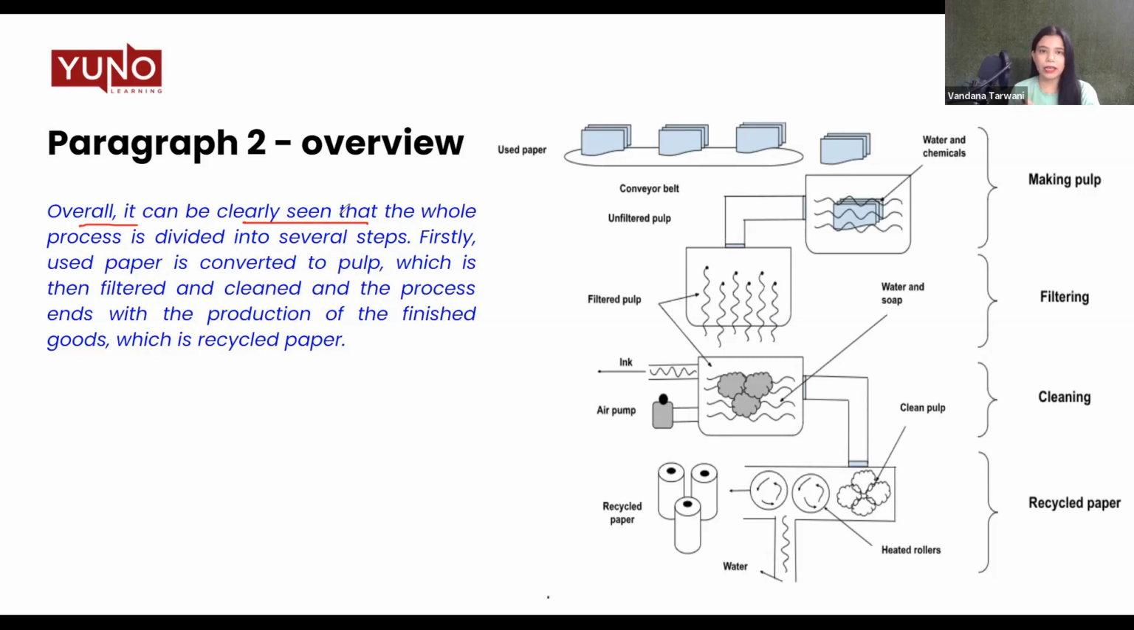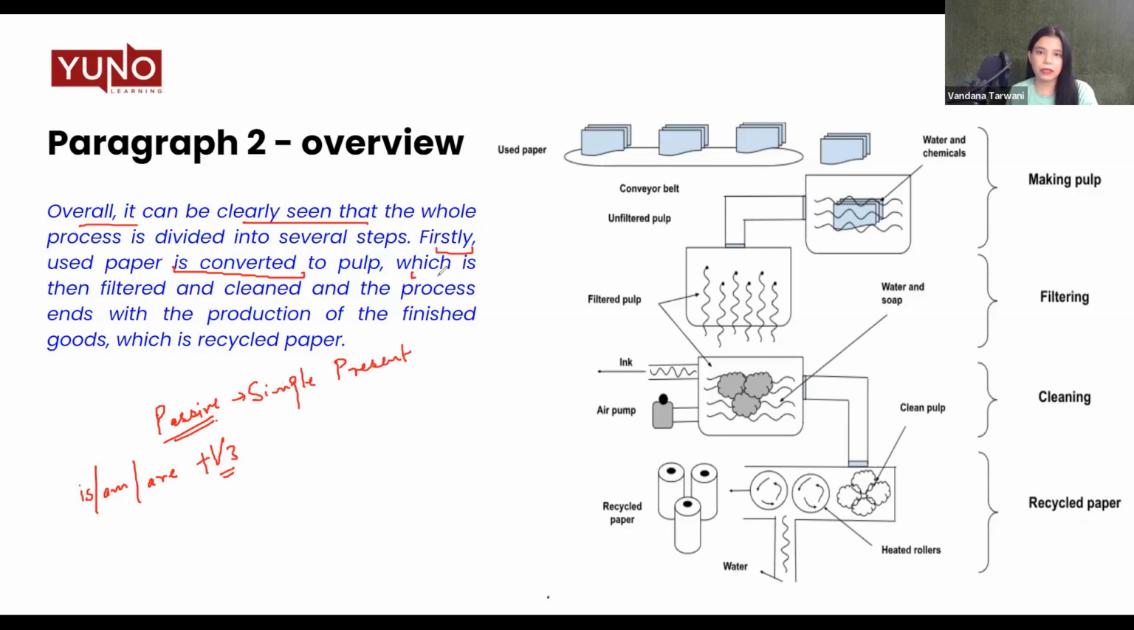And then to keep your ideas connected, just see the kind of language we are using. This transition linker, firstly, for our first step. We are saying, firstly, used paper is converted to pulp. Remember, I talked about passive voice in simple present tense. What is the structure of passive voice in simple present tense? The structure is we use is/am/are plus the third form of verb or the past participle. This third form of verb is also known as past participle. And see this language here: used paper is converted. Is plus V3. So firstly, used paper is converted to pulp.